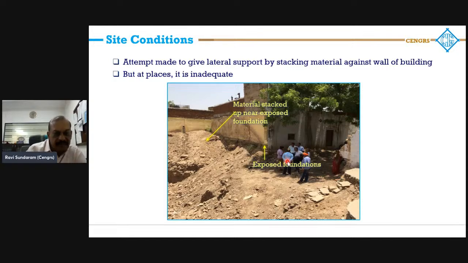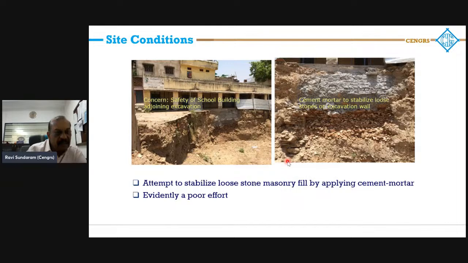Doesn't work that way. So the main concern was the safety of a school building adjoining the excavation. At some places, they had tried to use cement mortar to stabilize the loose stones on the excavation wall, but evidently this is a poor effort.